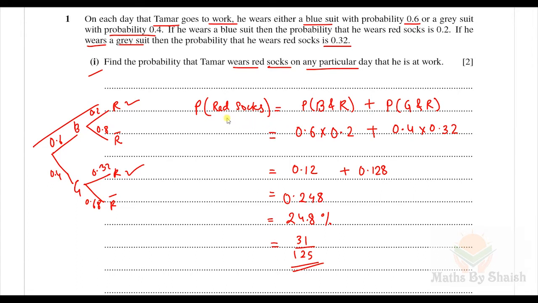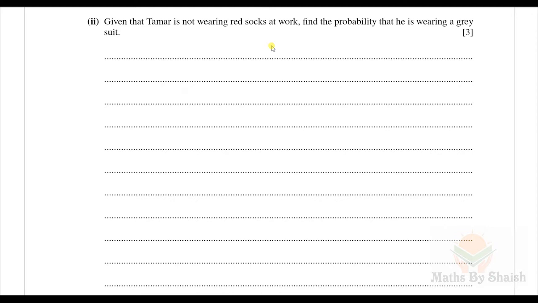Let's do the second part. Given that Tamer is not wearing red socks at work, find the probability that he is wearing a gray suit. So it's a conditional probability, and we can write it as: given that he is not wearing red socks, R bar, he is wearing a gray suit. So we have to use the formula, which is G intersection R bar, not red socks, over the probability of not red socks.